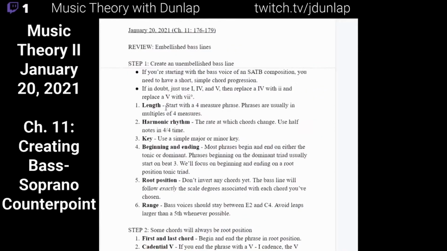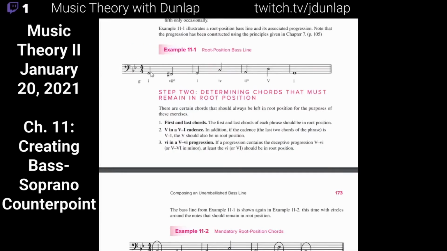As for length, we're going to start with a 4-measure phrase. Phrases typically happen in multiples of 4 measures. Now the book says 6 measures is also an option. Not sure why. I guess it's an alternative to doing 8 measures. As for the rate at which chords change, use half notes in 4/4 time, just like they're doing here. The chord will change on every strong beat. So 1, 3, 1, 3, and nothing else fancy.